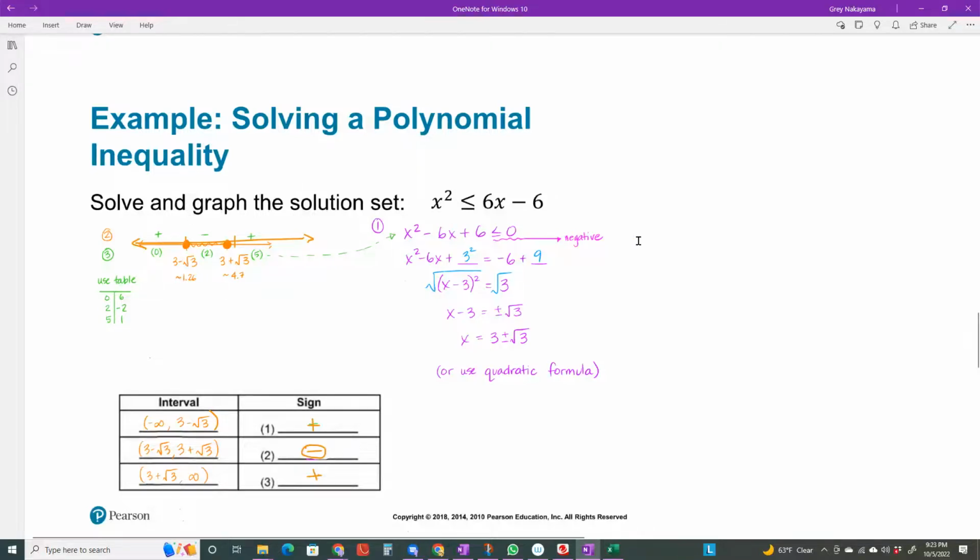Okay, over here, we need the negative region. So my answer is going to be this region. But you got to pay attention because this says less than or equal to, which means this interval is actually going to have brackets on it and not parentheses. So that's where you got to pay attention.